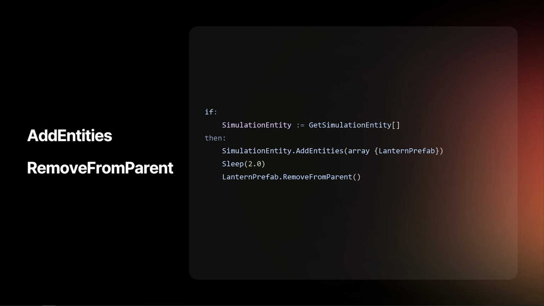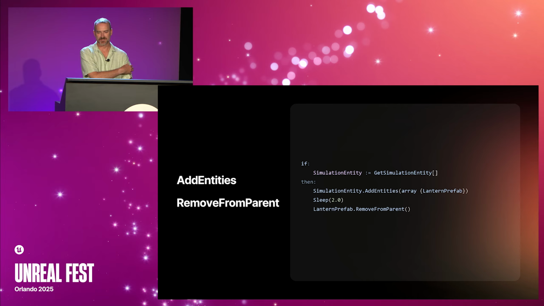And the code for that is pretty easy. So we have our simulation entity. Our simulation entity is the root entity of the world. So when we add something to it, we're adding it to the root of the world. And so our entities need a parent. So when you just need to add it to the world, you get the simulation entity and add it there. Here, waiting 2 seconds and then calling remove from parent. When an entity or prefab doesn't have a parent, it is removed from the world. So that's how we get rid of things.